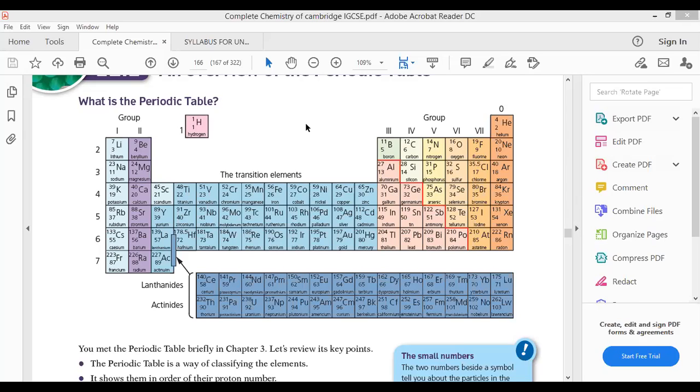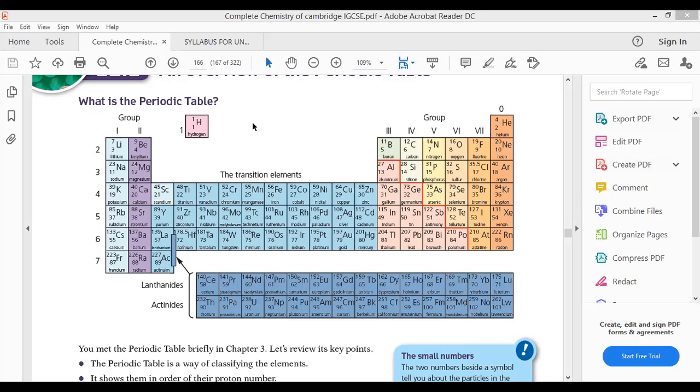But these 18 groups are divided into 2 parts, A and B. How many A? 8A and 10B. Please, you must focus. 8A and 10B. So if someone asks you how many groups in the periodic table? 18. How many A? 8. How many B? 10.